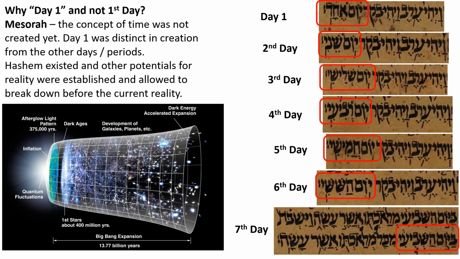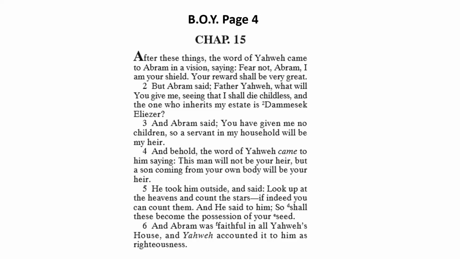Okay, now what's the explanation of this? Why is this even important? In terms of the Masorah, meaning the transmission of information that Jews have received from the time of the giving of the Torah at Mount Sinai, on day one, it was distinct from all the other days of creation because the concept of time hadn't been created yet. And that's why it's denoted as day one versus the rest, which are second day, third day, fourth day, fifth day, sixth day, seventh day. So that's the importance of that.